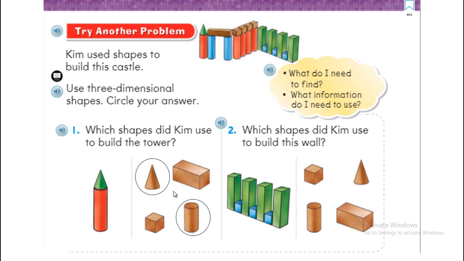Question number 2. Which shapes did Kim use to build the wall? This is the wall, the green and the blue wall. What shapes did he use to build it? Well, I can see from the picture. I can look here, it's a rectangular prism, and here it's a cube. Another rectangular prism and another cube. So he used only rectangular prisms and cubes. Circle the cube and circle the rectangular prism.